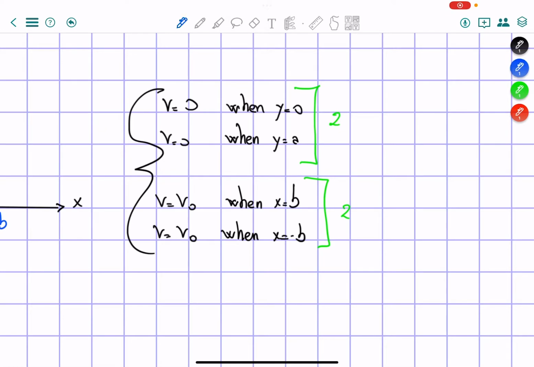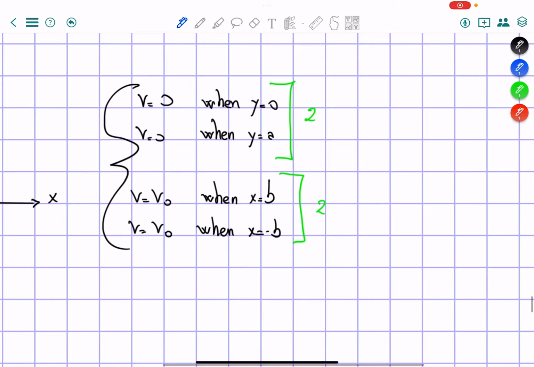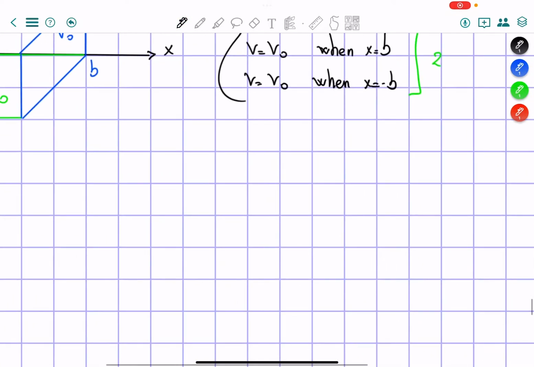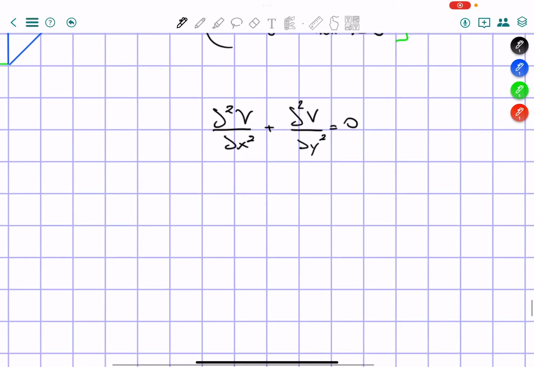So one thing that you can notice is that we have two couples. The first one talks about the y direction. The second one talks about the x direction. So we know that our problem will be in two dimensions. So our Laplace equation will be a Laplace equation in two dimensions. If we go a little faster on the details, if you need more details, you can watch the previous video.